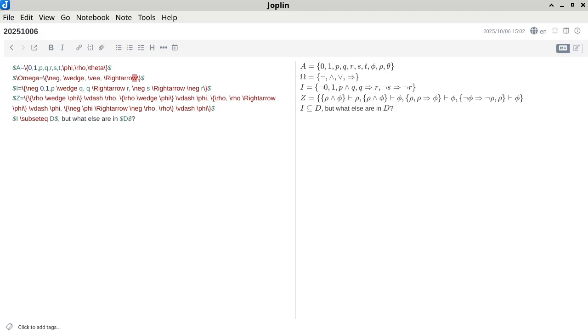So in this case, omega consists of negation, conjunction, disjunction, and implication. And then we have iota. Iota is basically a set of well-formed formulae that are known or given to be true. So we say the negation of false is known to be true. True is known to be true. And then we throw in something like P and Q is known to be true. Q implies R is known to be true. And finally, not S implies not R is also known to be true. That is all we know about this entire propositional logic system to begin with.